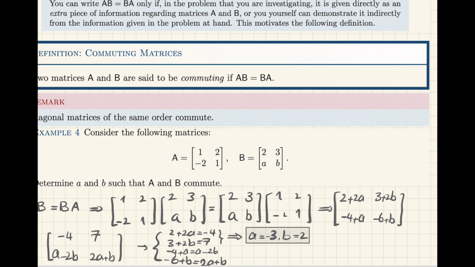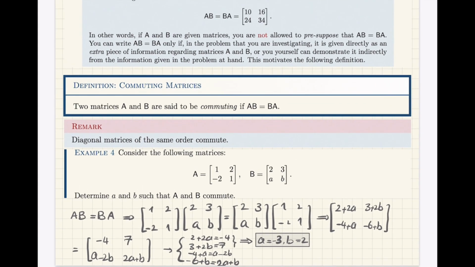Now everything was correct. So it means that if you choose a to be minus 3 and b to be 2, these two are different matrices, but still they commute. Okay, any questions?